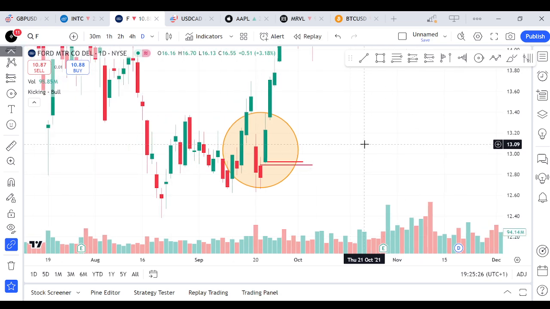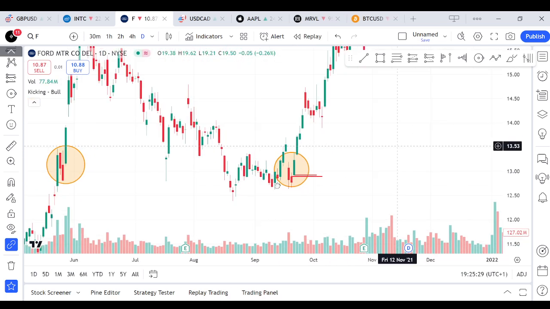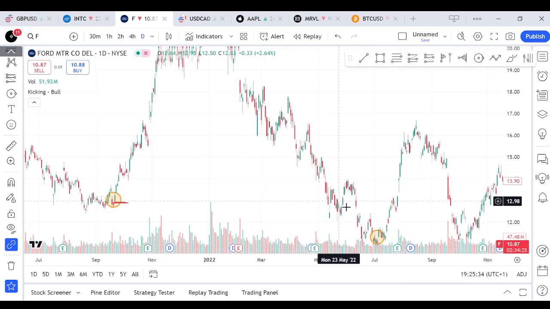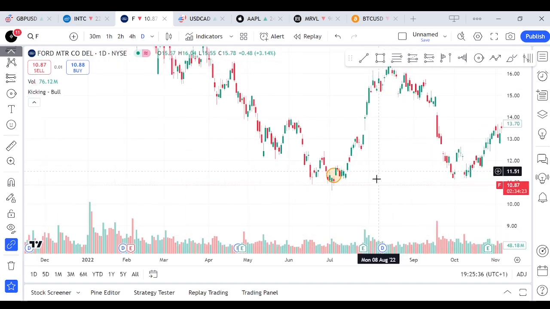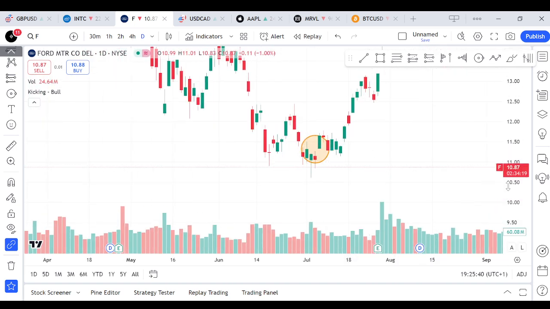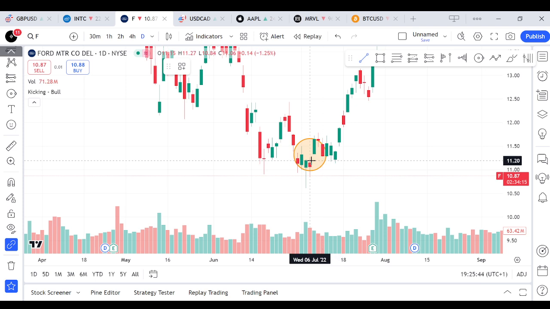So, and that is your bullish kicker candlestick pattern. Let me know if we could see another example. Perfect. This is perfect. Now look at this one. We are bearish, and you can see the gap between.